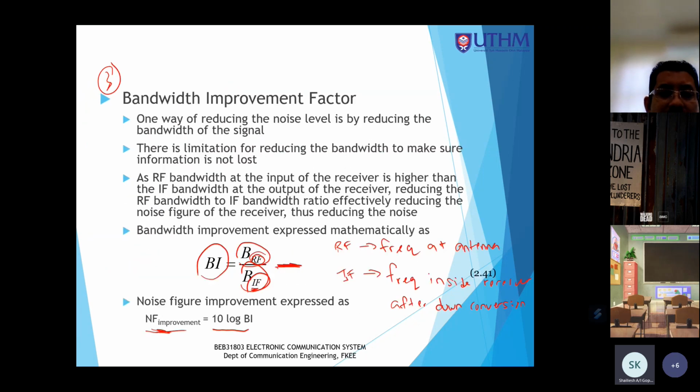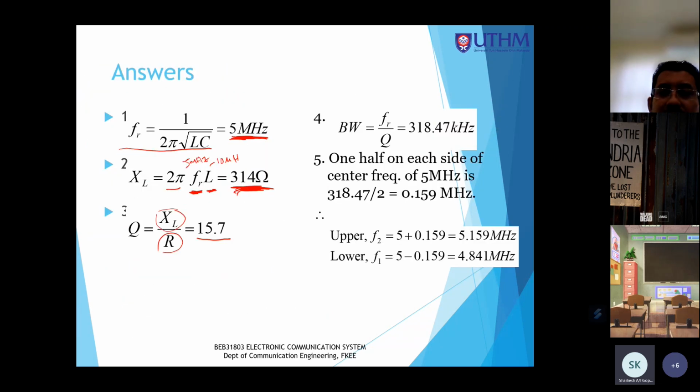Okay, so the bandwidth of the tuned circuit is equal to F resonant divide with the quality factor. Okay, so 5 megahertz divide with 15.7, so we're going to get 318.47 kilohertz.